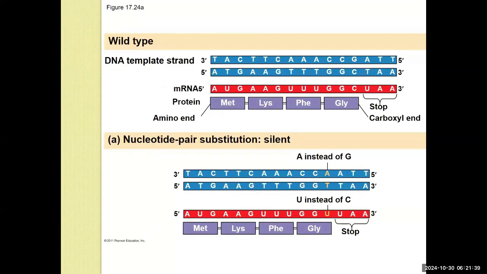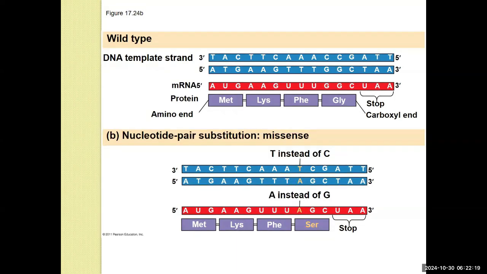Taking a look at each of these examples now in visual form. Here we can see a single nucleotide substitution, an A instead of a G, which then leads to a U instead of a C being incorporated. But because the wild type and the mutated strand both add a glycine, it is a silent mutation. In this example, a thymine has replaced a cytosine, and that leads to the mRNA transcript having an A instead of a G. This codes AGC versus GGC, and that changes which amino acid was added, a serine versus a glycine. This is a missense mutation.